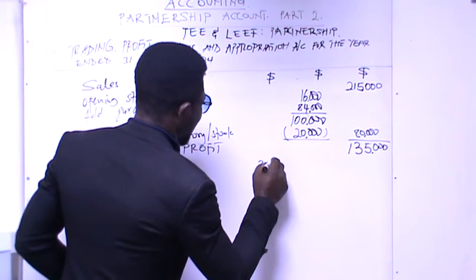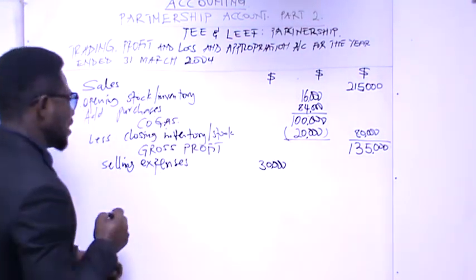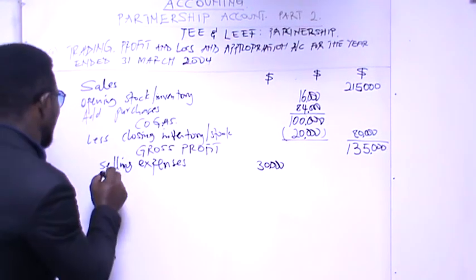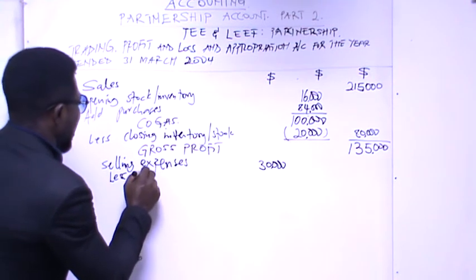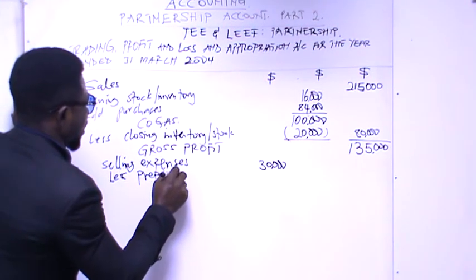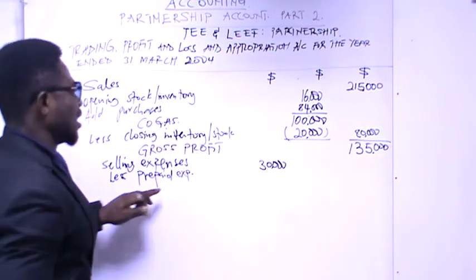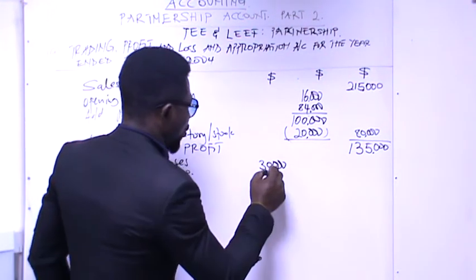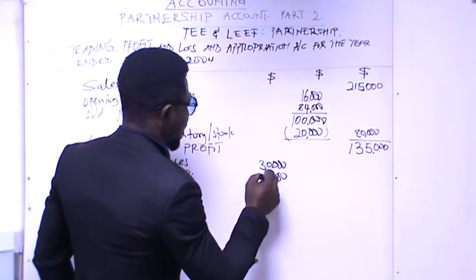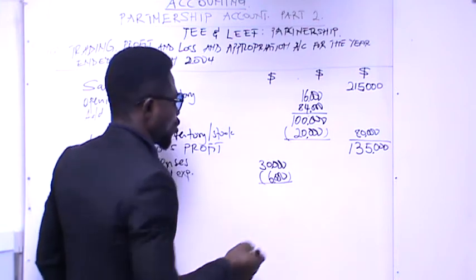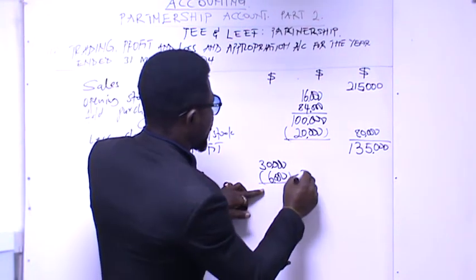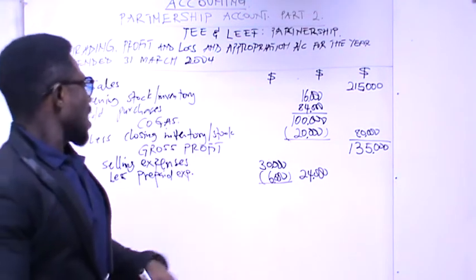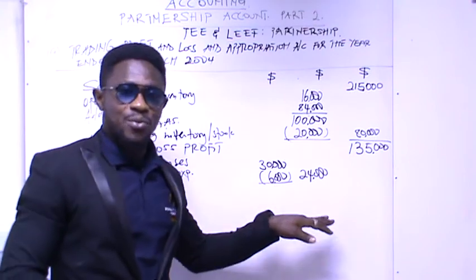So we have selling expenses to be 30,000. Then I think in the additional information there was prepaid, so we have less prepaid expense. On this particular selling expense, there was prepaid of I think 6,000. So we have 6,000 as prepaid, and we are going to less that. So when we deduct that, we're going to have 24,000 as our actual selling expense for the period, right?